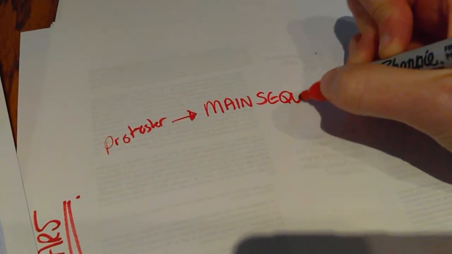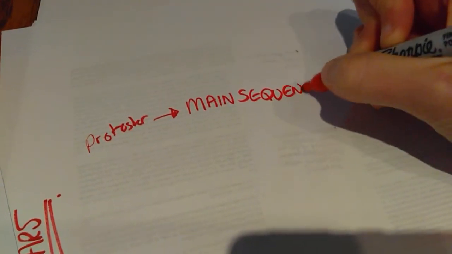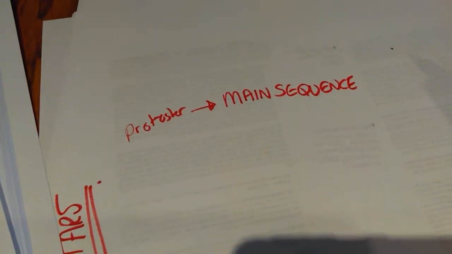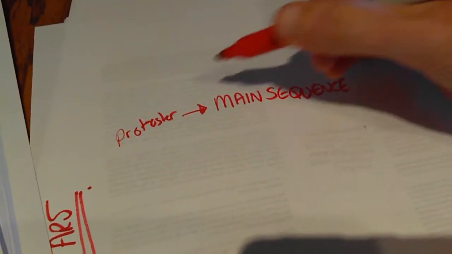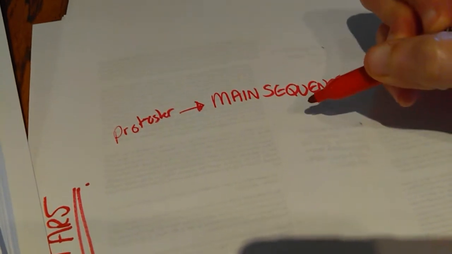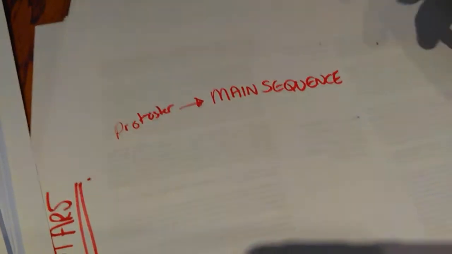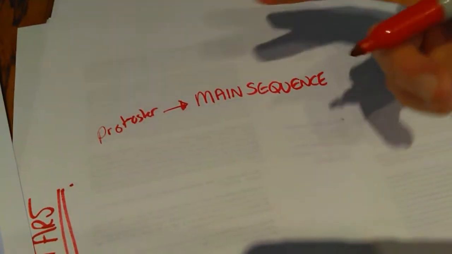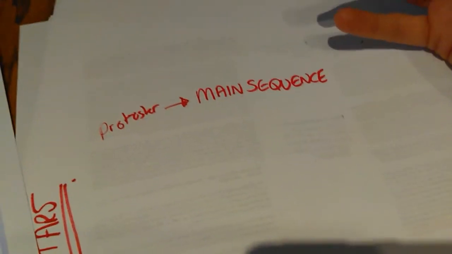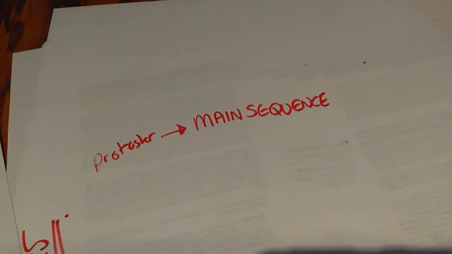Now, the main sequence is by far the longest part of a star's life. Small stars tend to have a longer main sequence than big stars, because big stars are using up all of their hydrogen quicker. But still, for both sorts of stars, the main sequence is the longest.